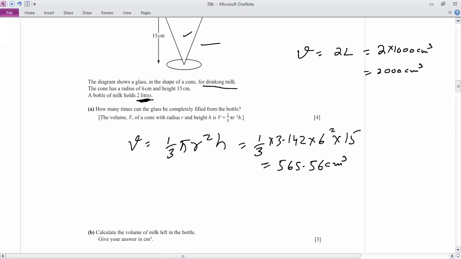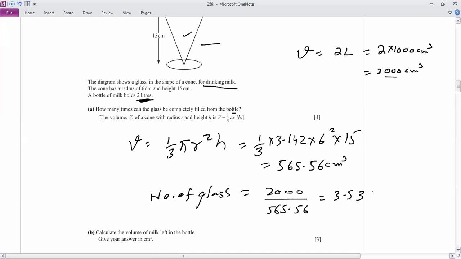So how many glasses can be completely filled? The number of glasses is the total volume divided by this volume. From 2000 I can take one time, two times. So divide it, please. 3.536. Now the complete glasses will be 3, because we can't say half. So 3 complete glasses.